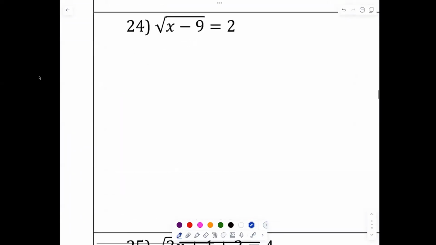24. What do I do to both sides? Square. x minus 9 equals 4. Why do you skip 23? Which ones are we doing? Now what? Add 9. X equals 13. Is there an extraneous solution on this? No, there's no variable on the right side. Meaning on the right side of the equation.